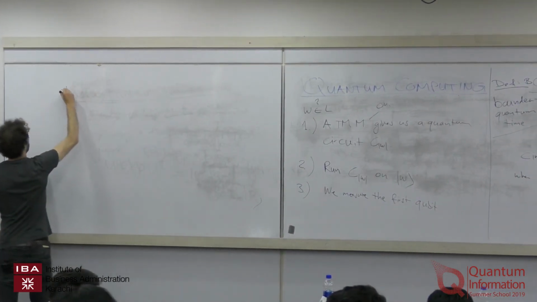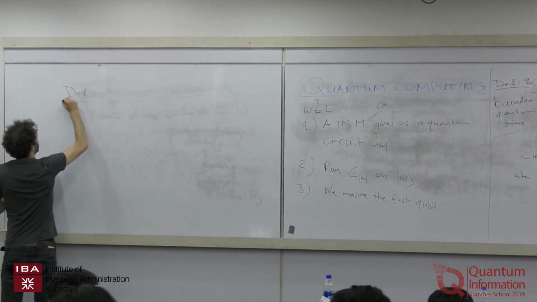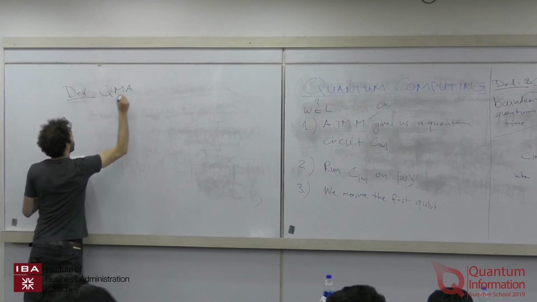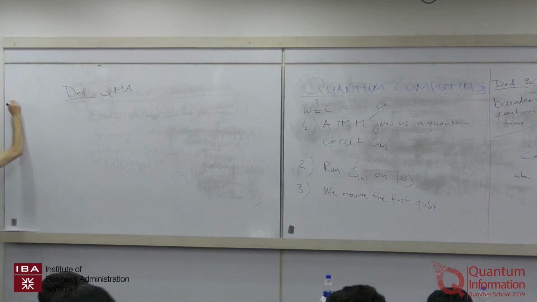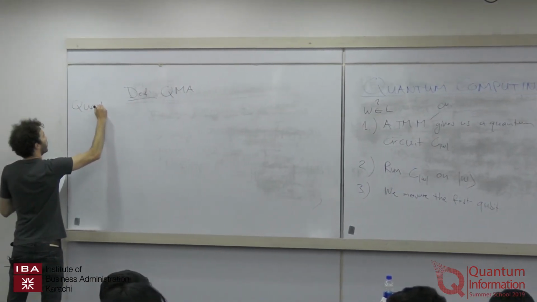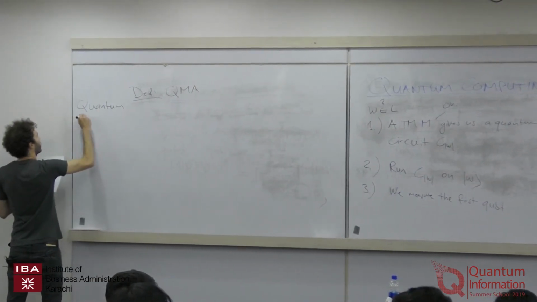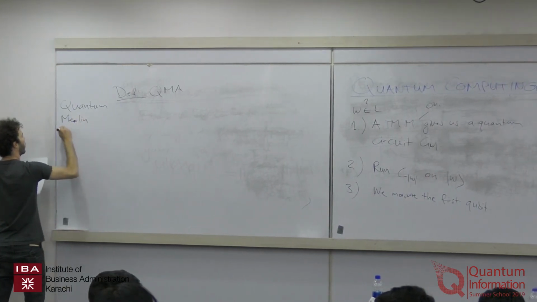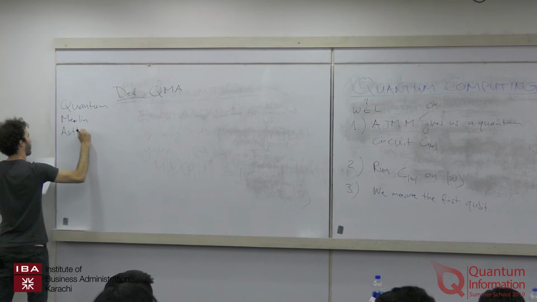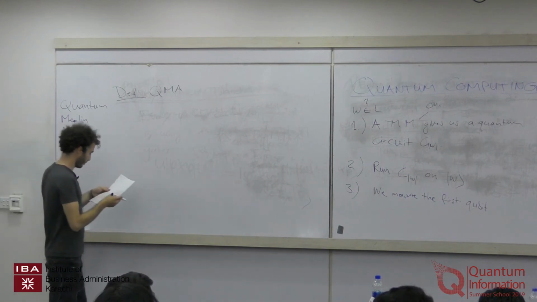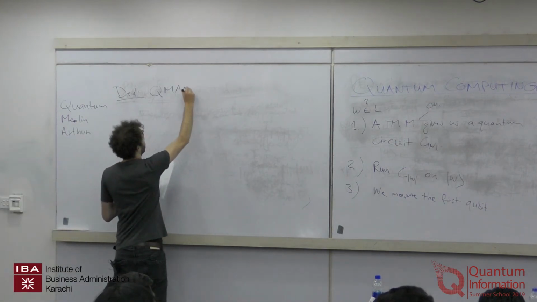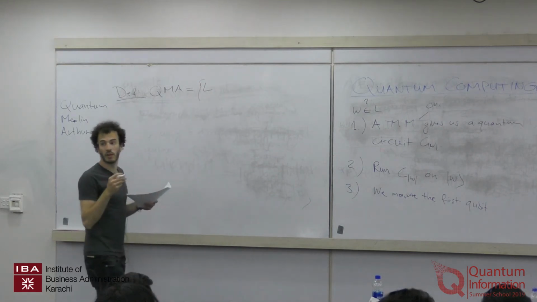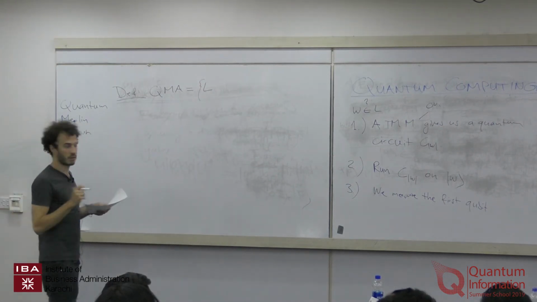Now we define another class. It's called QMA. And QMA stands for Quantum Merlin Arthur. And this class is the quantum analog to NP in the classical case.